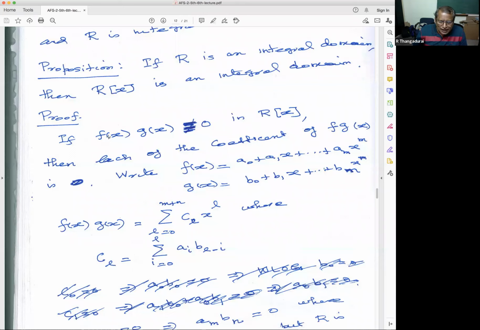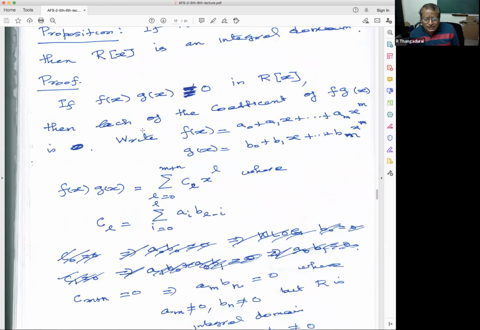If f(x) times g(x) is the zero polynomial, suppose f(x) is a polynomial a0 plus a1x plus etc. up to am x^m, and g(x) is the polynomial b0 plus b1x plus etc. up to bn x^n. Then f(x) times g(x) is the summation over l equal to 0 to m plus n of cl x^l, where cl is in terms of the ai and bj: precisely, the sum over all i plus j equal to l of ai bj. That is what cl is.